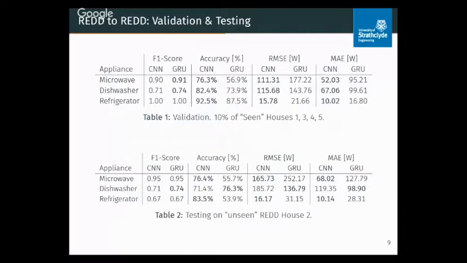When it comes to the testing on REDD unseen houses, you can see that they both perform equally in deciding if the appliance is on, and the GRU does a little bit better in dishwashers. GRU just did better in dishwashers in this case, and CNN did better in everything else. But the results are still quite good. And obviously this is REDD to REDD, so it's similar houses, there's not a lot of noise. So this is just our baselines for REDD to REDD.